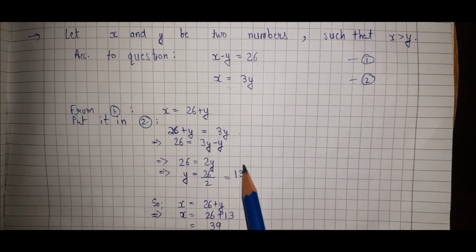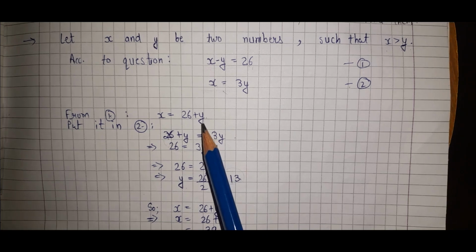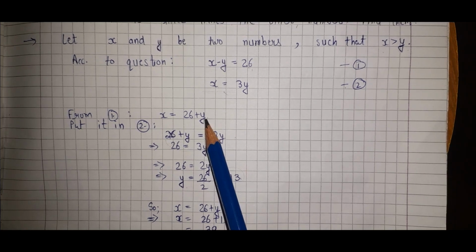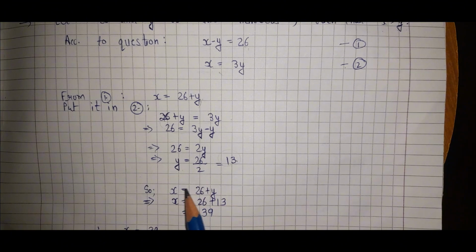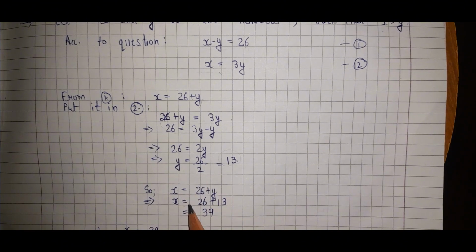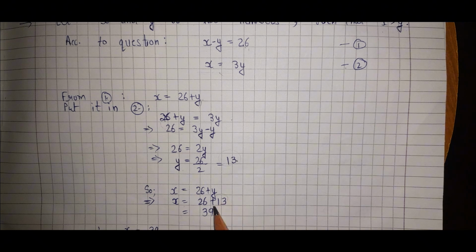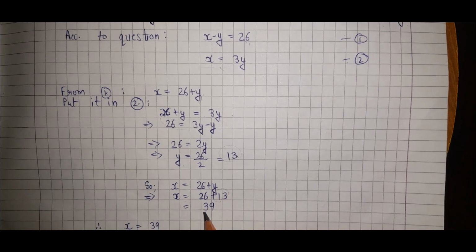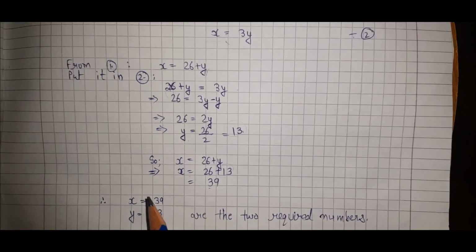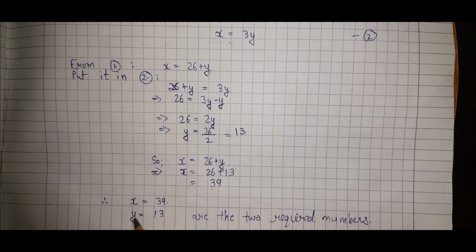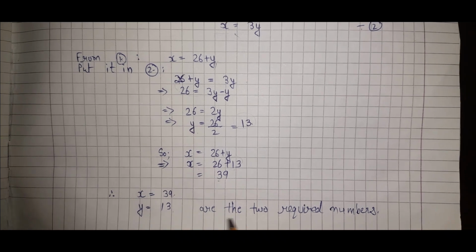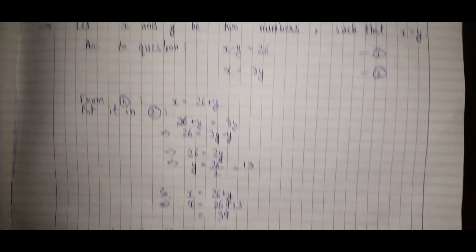Now put this value, y is equal to 13, in this equation. So we will get the value of x. x = 26 + y. x = 26 + 13. 26 + 13 equals 39. So x is 39 and y is 13 are the two required numbers.